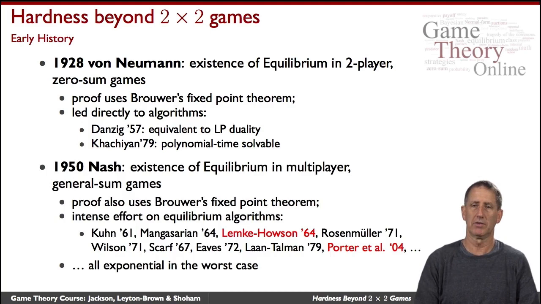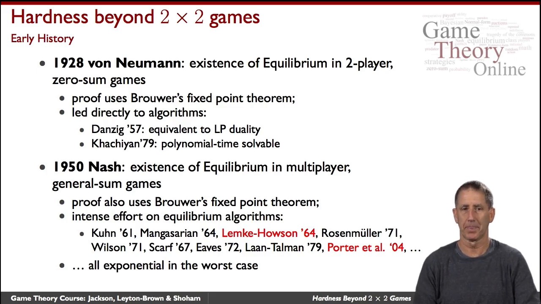And when you go beyond zero-sum games, so when John Nash proved the existence of equilibrium for general sum games, he used the same fixed point theorem of Brouwer, and that also informed a series of algorithms, and they're noted there on the slide. And we will be looking at two of them, the Lemke-Howson algorithm and a much more recent algorithm due to Ryan Porter and others. I will note that all of these are exponential in the worst case, and I will get back to that later.